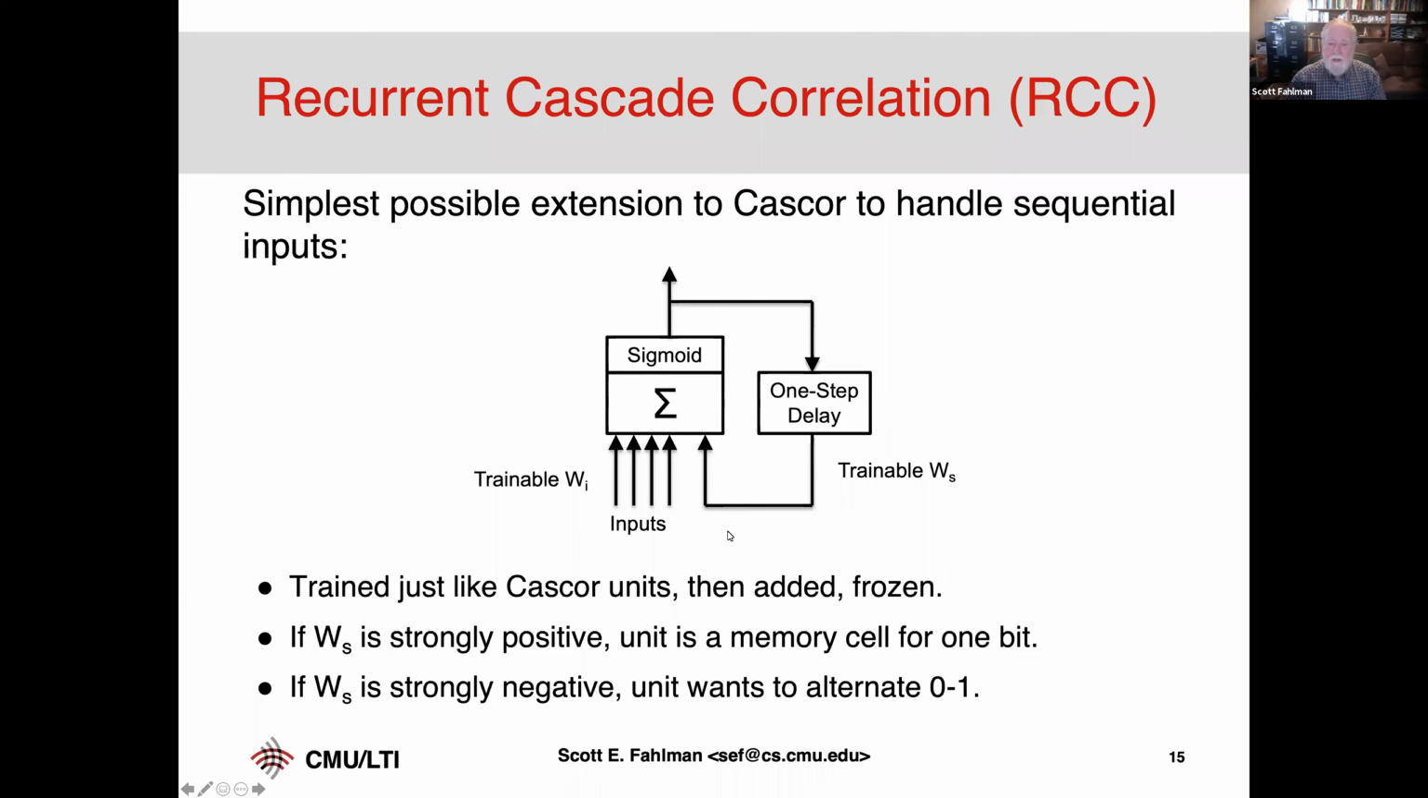Well, let's take the units we were doing before. Here's your hidden unit with the sigmoid output, but we're going to take the output, put it through a one-step delay, discrete time steps, and then feed it back to this same unit through a trainable weight. And these are trained just like Cascor units, then you add them and freeze them, okay? So this was just a very quick implementation that added this one hack. Every sigmoid unit you add has its own little memory of the previous state, and that's all. So this is the simplest possible way of dealing with time.